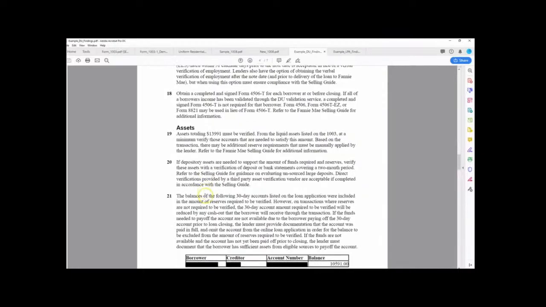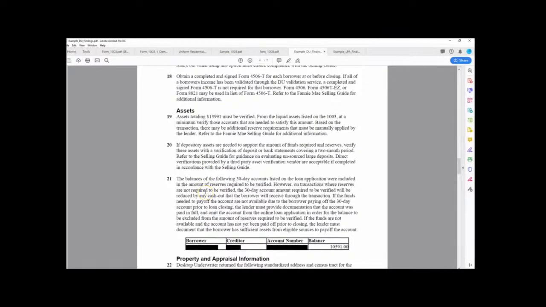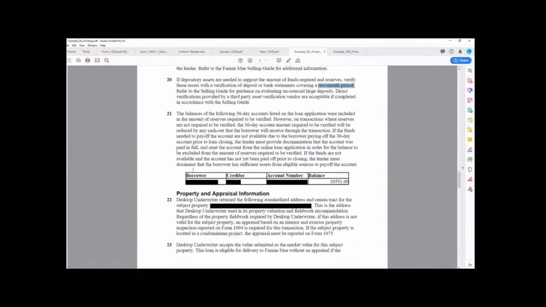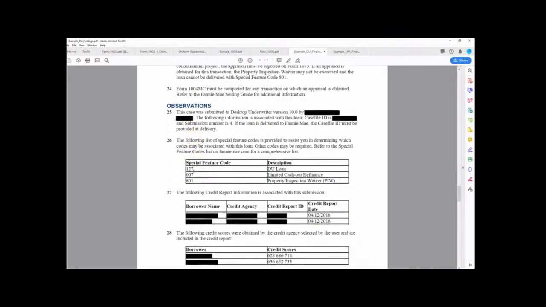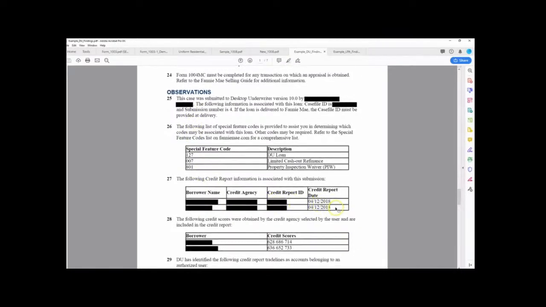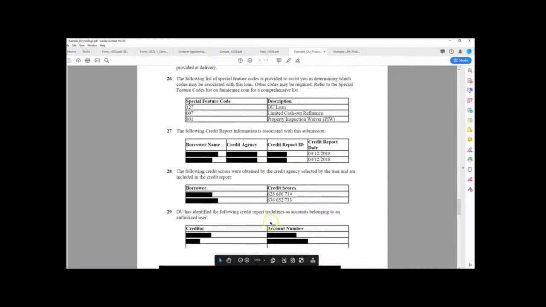Okay, assets the same way. Tells you how much assets you need. Tells you how many months of sourcing you need to do that, if it's a 30-day statement or 2-month statement. As you see here, this one has a 2 month period. So it tells you everything. It tells you the appraisal, if it needs an appraisal waiver, and then it tells you the credit. Make sure the credit report is accurate. The date is on there. The borrower's information, social security number, and the credit scores are correct.